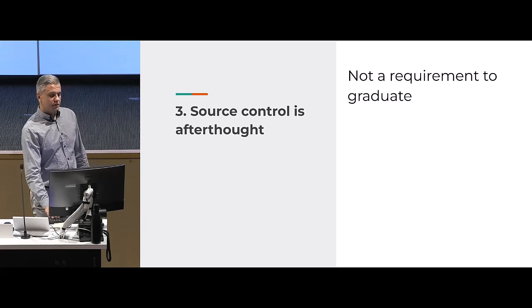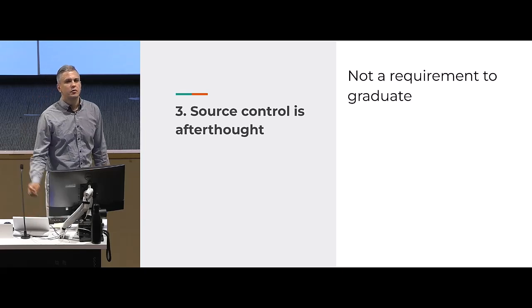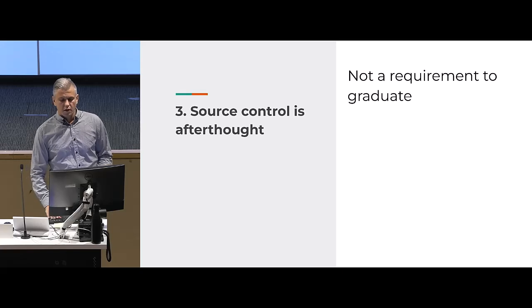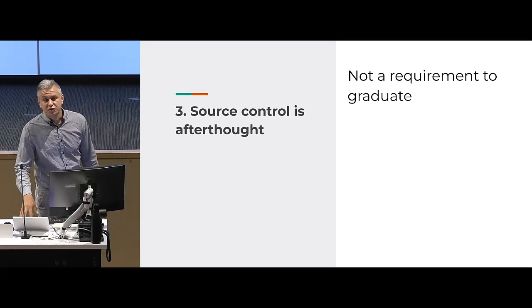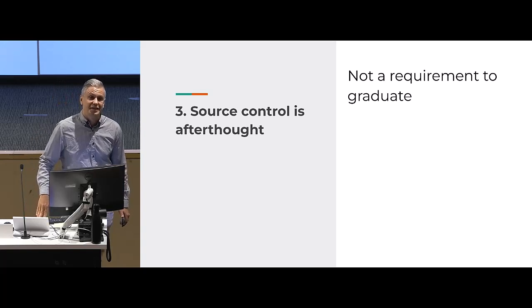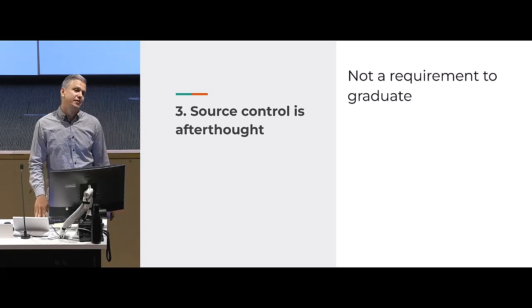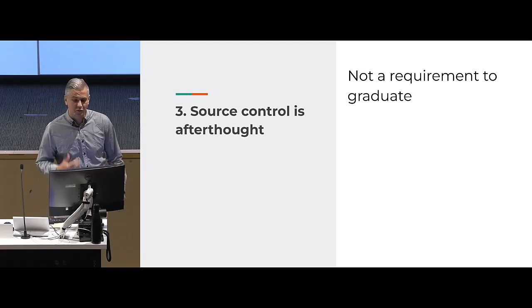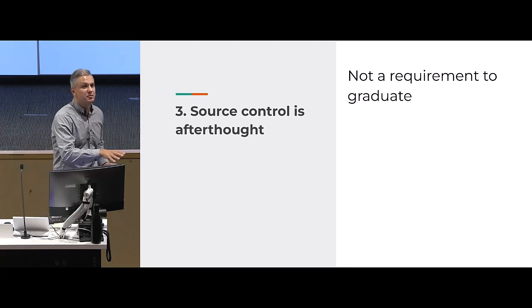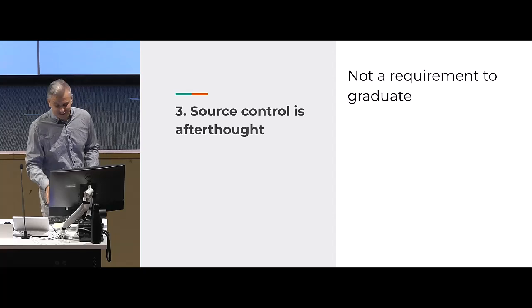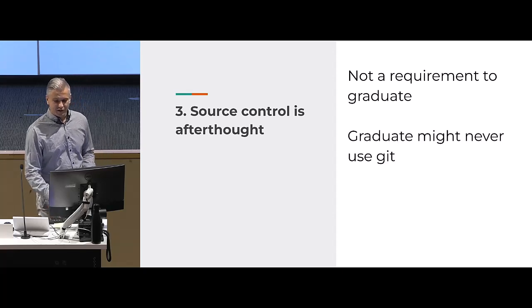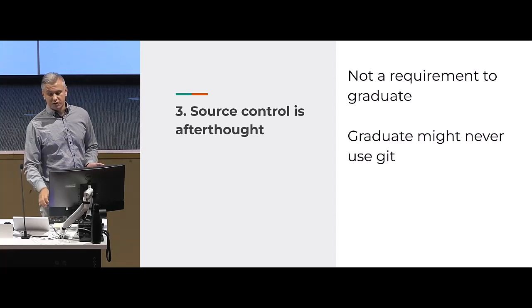Number 3, source control is an afterthought. That was my biggest recommendation. It's not a requirement to graduate. You can literally become a software engineer in 2024 without touching a single Git command. This is, I think, embarrassing. Well, it was for me, because when I'm hiring a person for my company, the first thing I ask is, can you use Git? Right? A graduate might never have used Git, which is, yeah.